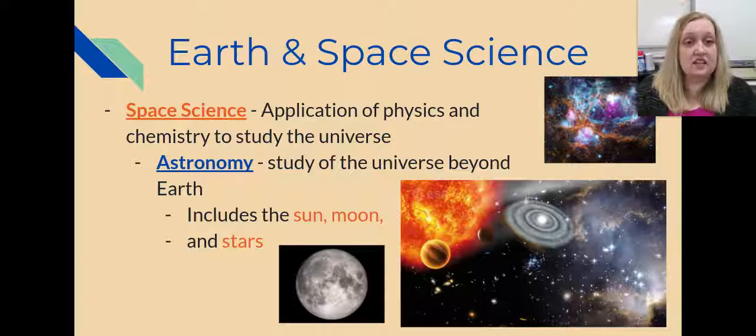Space science. Space science is the application of physics and chemistry to study the universe. The major branch under this is called astronomy. Astronomy is the study of the universe beyond Earth. Astronomy includes our sun and our moon and all the planets in our solar system, but it also includes all of the other stars and galaxies. So there's a lot of things out there that astronomy looks at.